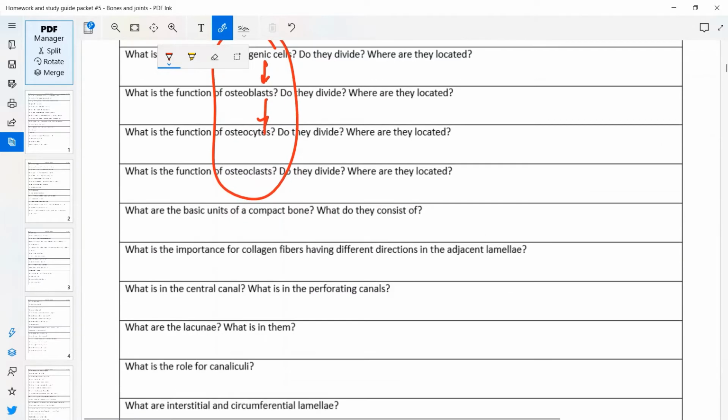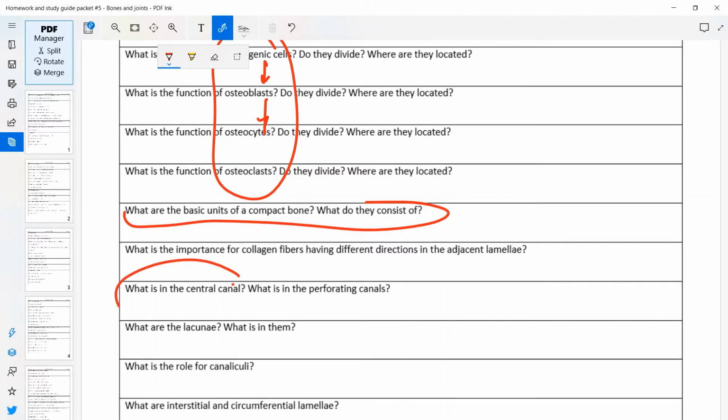Now osteoclasts are of completely different progeny, they are derived from macrophages, do not divide, located on the bone surface, they resorb the bone. Units of the compact bone are called osteons, they consist of concentric cylindrical lamellae. In adjacent lamellae, collagen fibers run in different directions, which provides additional resistance to twisting forces. Central canal here contains blood vessels and nerves.